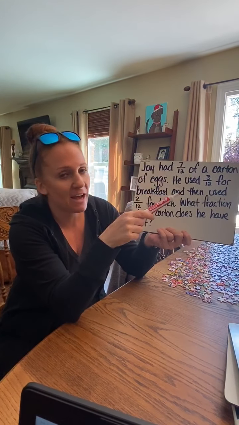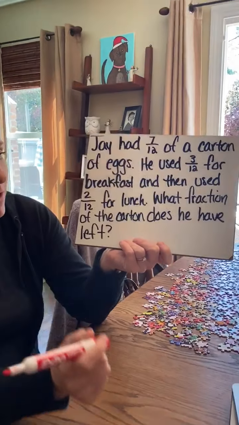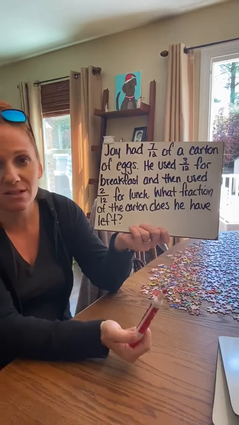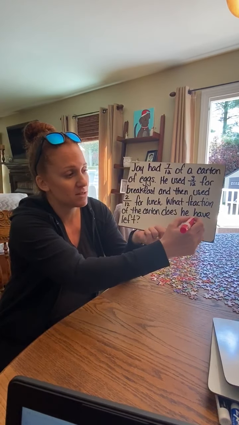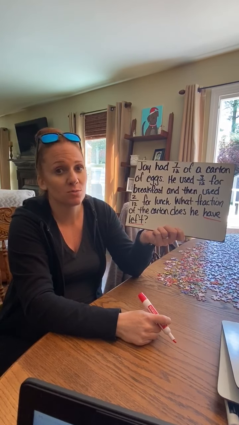So it says Jay had 7/12 of a carton of eggs. He used 3/12 for breakfast and then used 2/12 for lunch. What fraction of the carton does he have left? So hopefully you remember when you see the words have left that you're going to have to subtract.